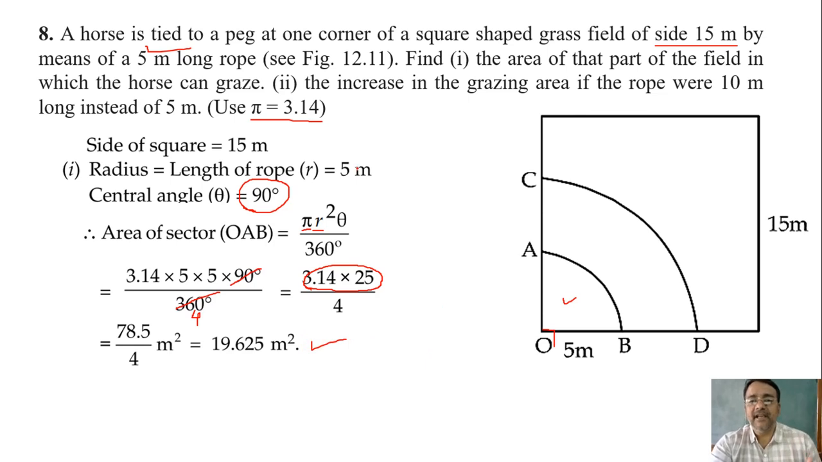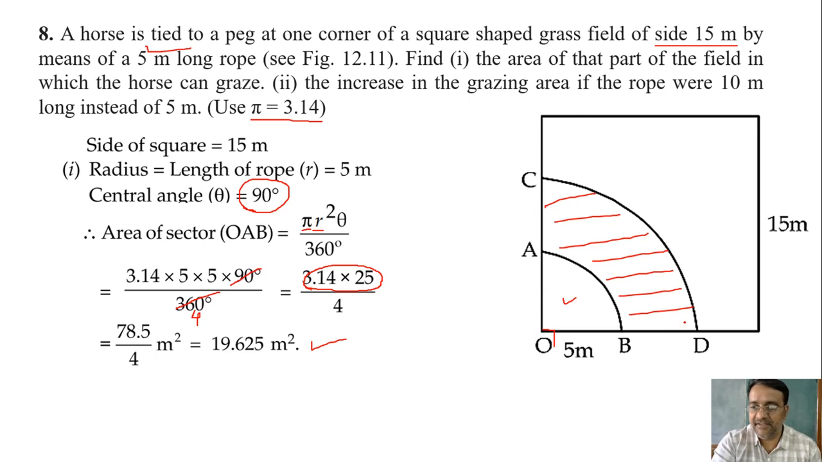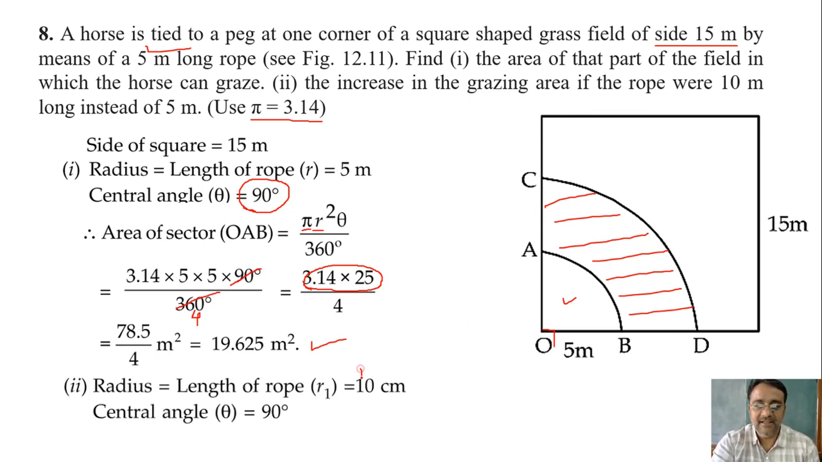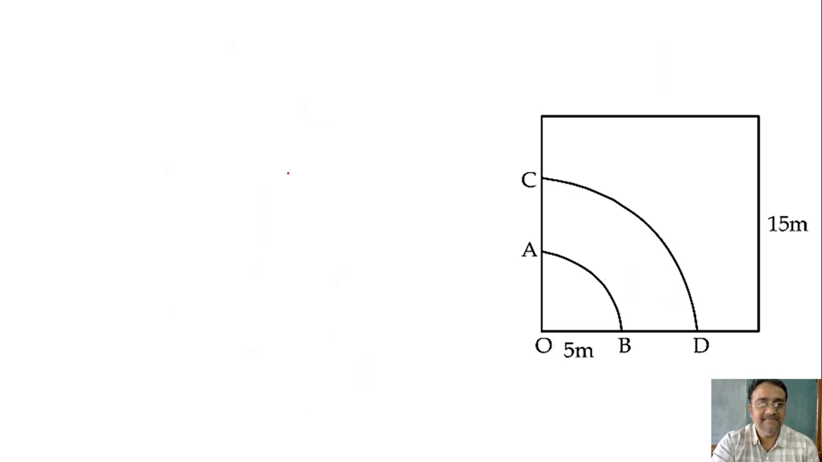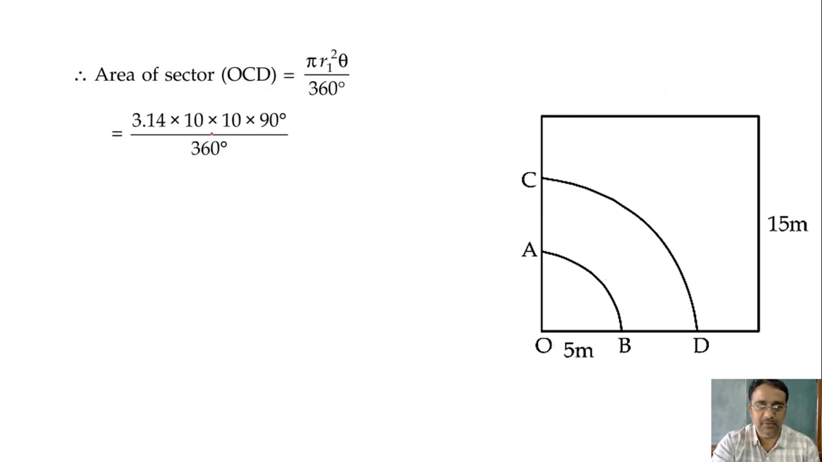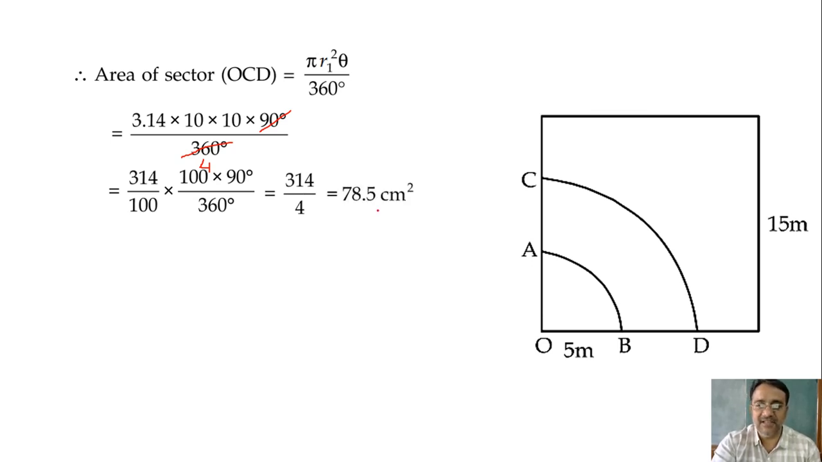Now how much area increased, area of grazing increased if the rope were 10 meter long. So this area we have to find, this one. Okay, so how will you find? पहले ये वाला एरिया निकाल के इससे माइनस करना है, ठीक है? तो एरिया ऑफ सेक्टर ओ सी डी वी हैव टू फाइंड. So length, radius is 10, angle is theta. So we'll substitute in this value, this formula. So इसको cancel कर लो. 314 upon 4, right? 314 upon 4, and we'll get 78.5 centimeter square.